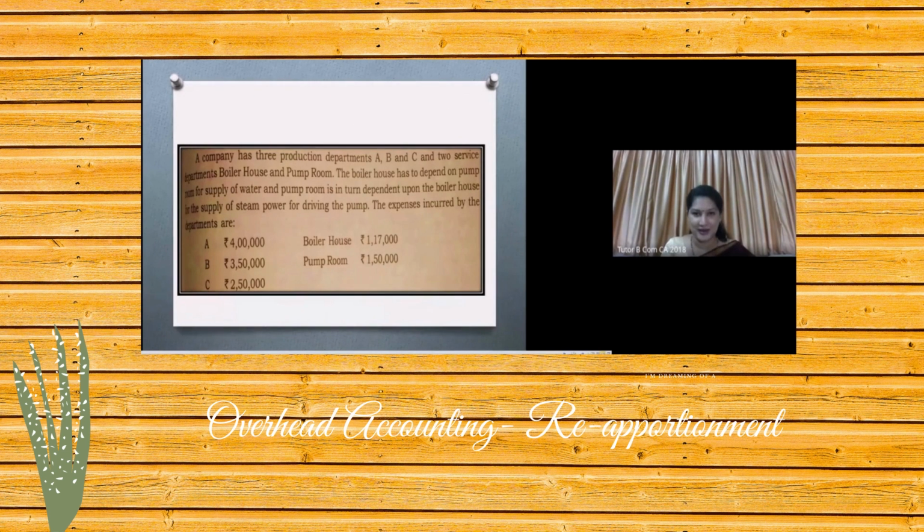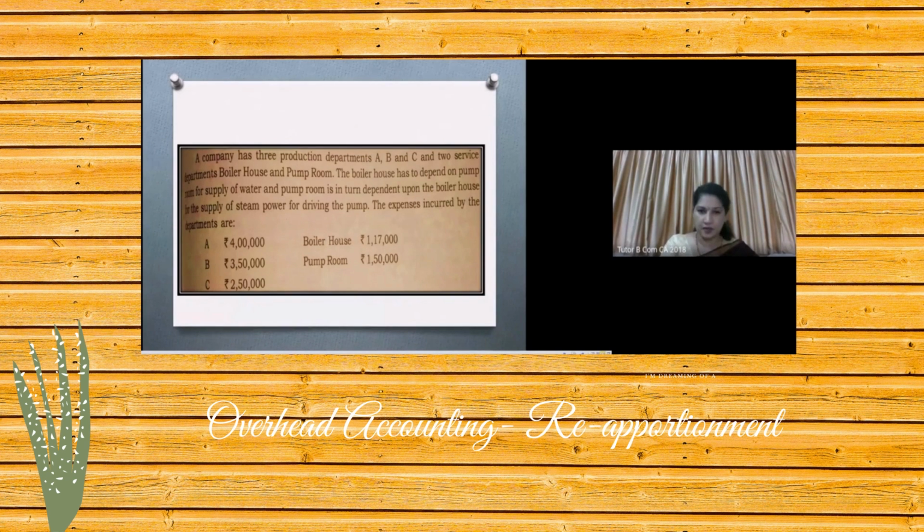This is the question that we are going to solve in today's class. As we can see here, we have production departments A, B, and C, as well as two service departments, that is boiler house and pump room. This is a typical factory setting, a manufacturing company, right? So we have two service departments, boiler house and pump house.